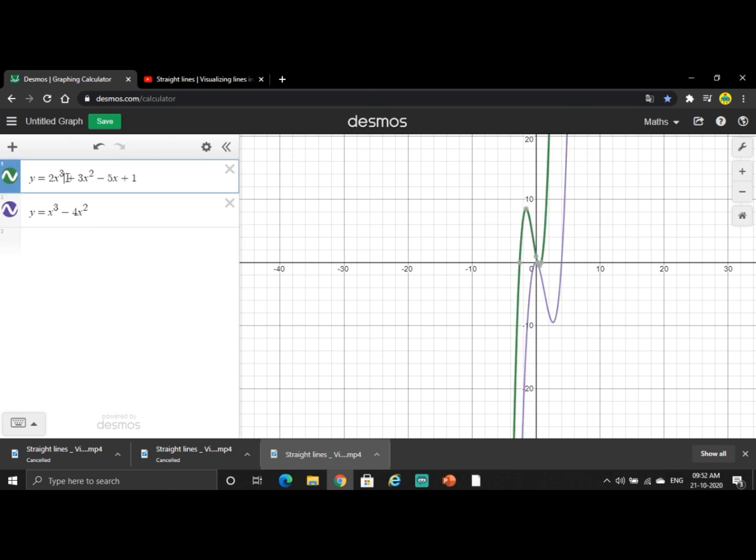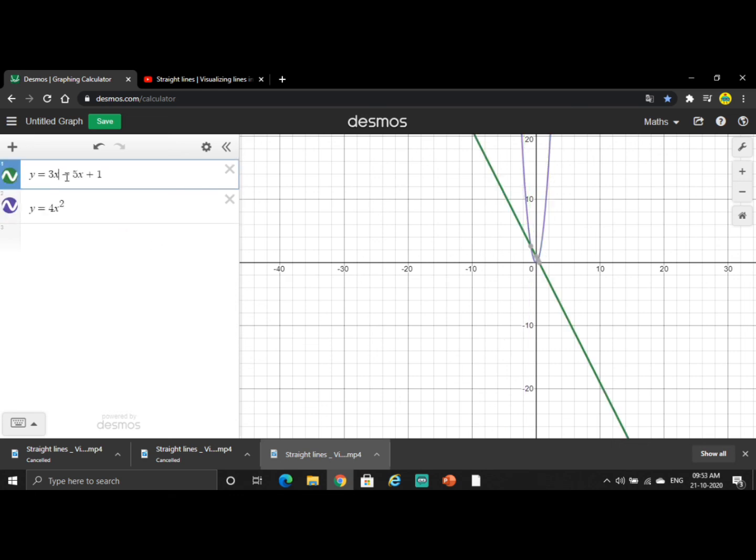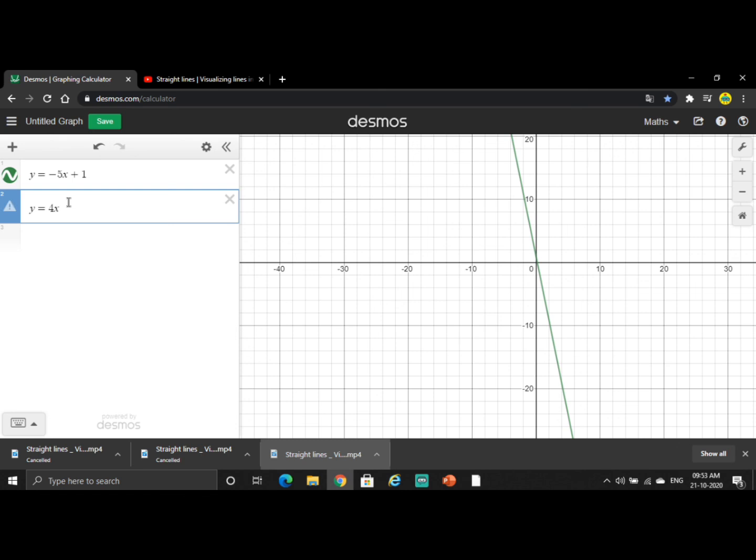But if you change this cubic polynomial to quadratic, then the graph is U-shaped. That means parabolic. Okay, let's check it here also. So this is also parabolic, U-shaped. If you further change it into linear, the graph is a straight line. Okay, I'm reducing the power. So this is 4x minus 1. You can see again the graph is a straight line.